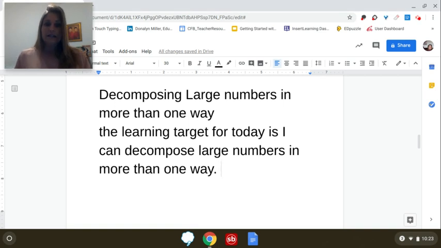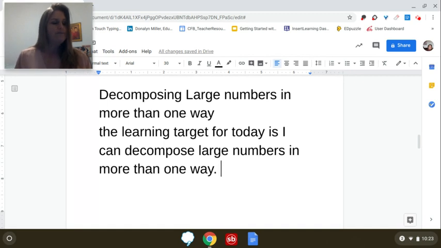So in this lesson, we are going to decompose large numbers in more than one way. That's our learning target. I want you to remember the vocabulary that we're using. One of our keywords this week, vocabulary words, again, is decompose. And here's a math language alert. Remember, decompose means to break apart.